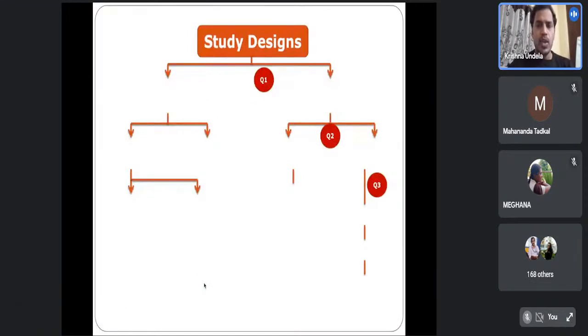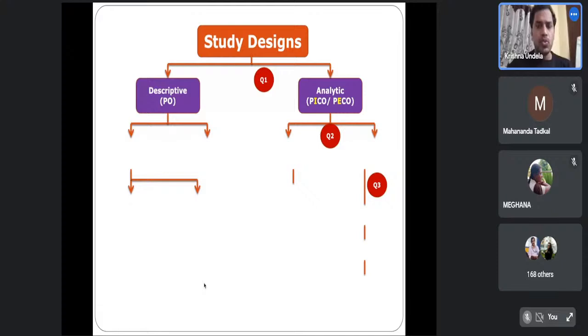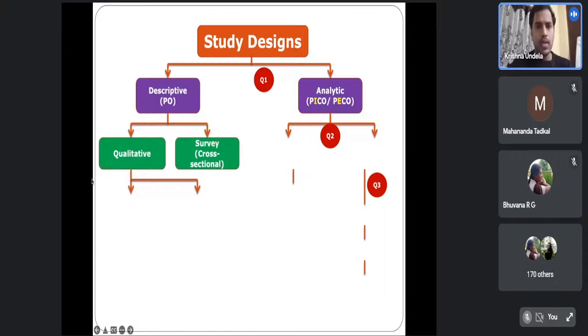This skeleton is very important for you to understand the various study designs under pharmacoepidemiology. Basically, we can divide them into two types: descriptive and analytical. Under descriptive, we have two important examples: survey, which we can also call cross-sectional, and qualitative. Under qualitative, we have two important examples: case reports and case series.